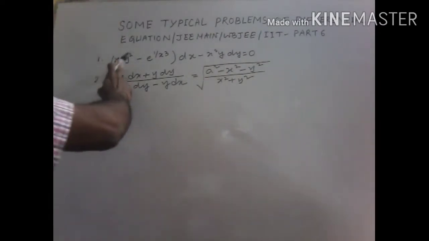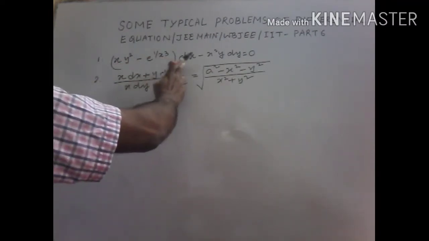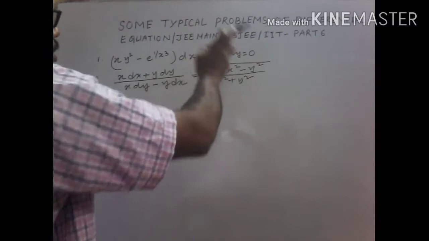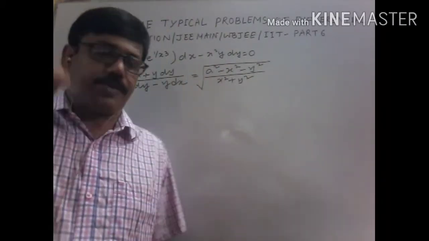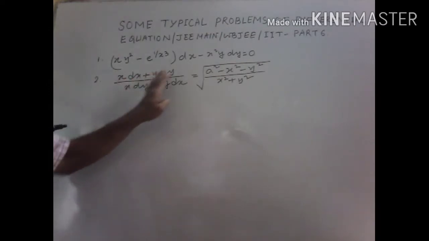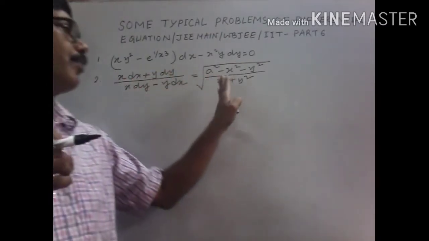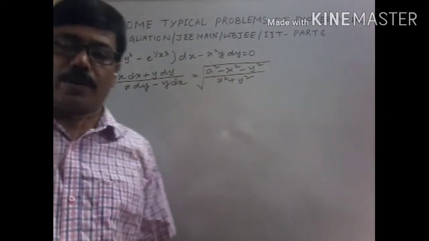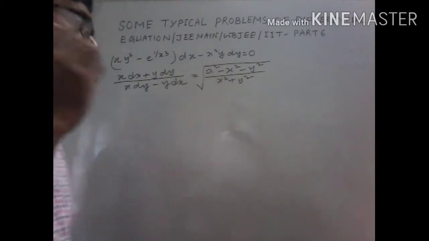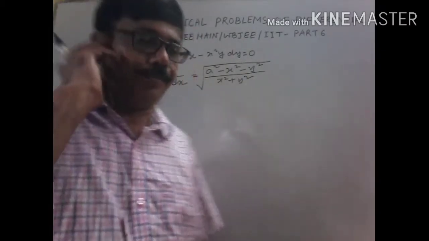Problem number 1: (xy² − e^(1/x³)) dx − x²y dy = 0. And the second one: (x dx + y dy)/(x dy − y dx) = (a² − x² − y²)/(x² + y²). We have already solved this type of problem.